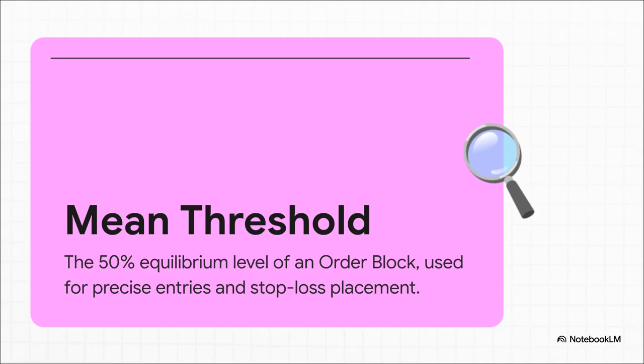Inner Circle Trader, or ICT, strategies rely heavily on this. You basically measure the high and low of the order block, mark that 50% line, and boom. That becomes a highly refined decision point for your entries, or a strict line in the sand for where your stop loss absolutely should not be violated.